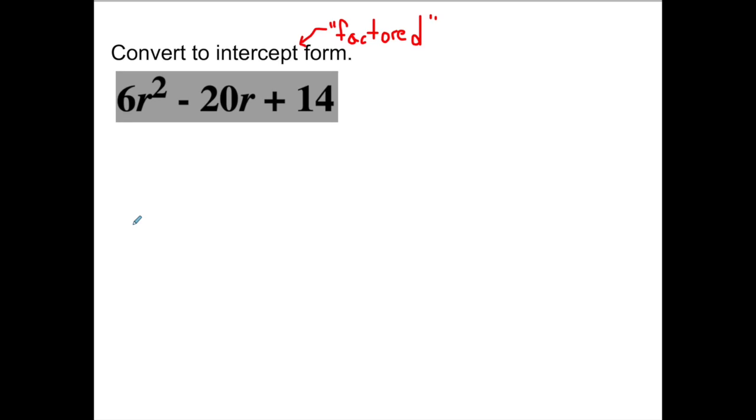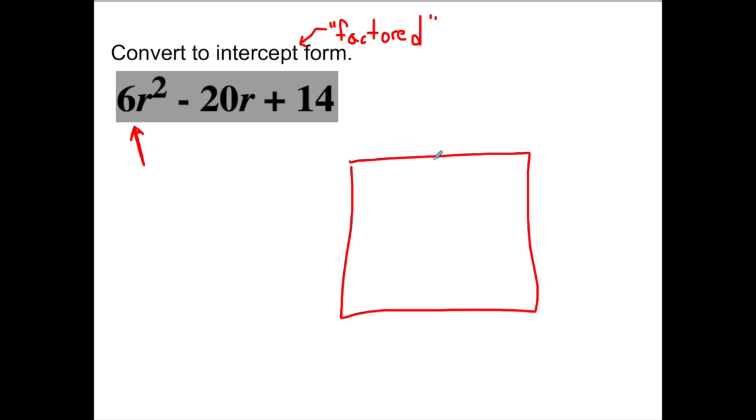Okay, moving down to the next ones, we now need to convert to factored or intercept form. These are going to be considered medium because you notice that now a is more than 1. But what we've got to do is have patience and believe in ourselves. So we set up our box, bada bing, bada boom. Remember, in the top left, we have 6r squared. In the bottom right, we have 14.